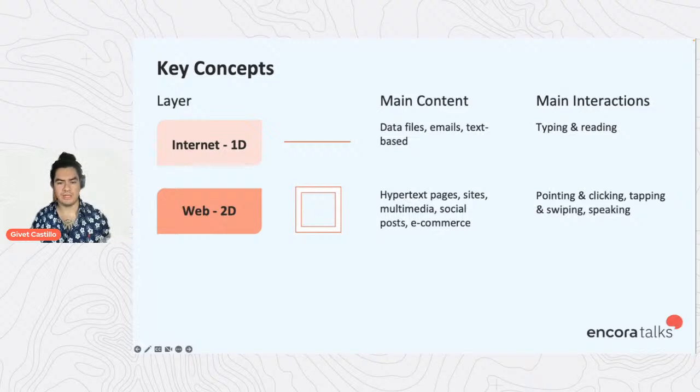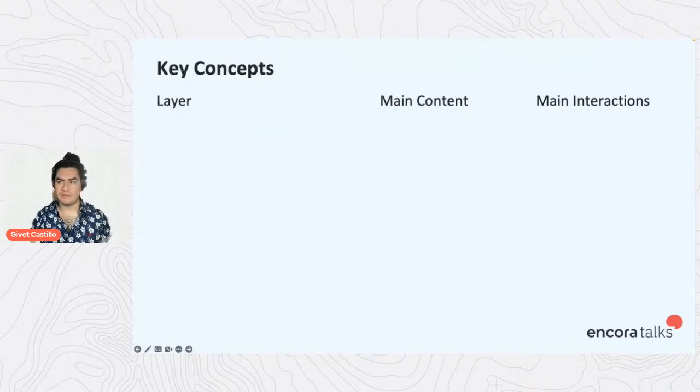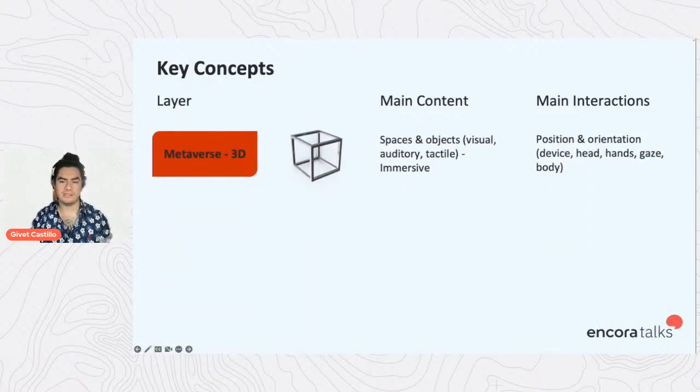For the second dimension, we have the web. We have different types of main content like hypertext pages, sites, multimedia, social posts, and e-commerce, which is more like our daily basis. The main interactions are pointing or clicking, tapping, swiping, and speaking. But what happens when we have the metaverse, the three dimensions? The main concept is spaces and objects, and we will use visual, auditory, and tactile controllers or displays as an input for this virtual environment to create immersive content. The main interactions will be the position and orientation of the device, head, gaze, hands, and body, which will be used as an input to interact through these virtual environments.